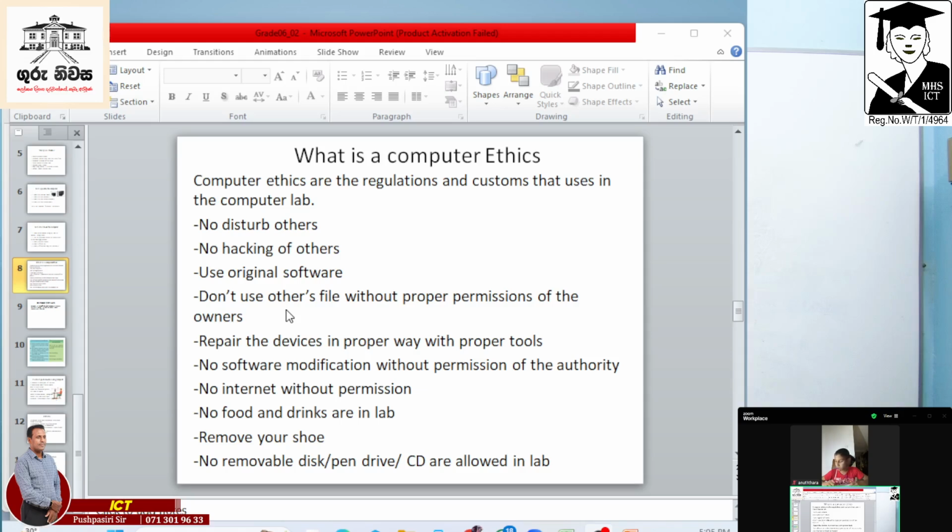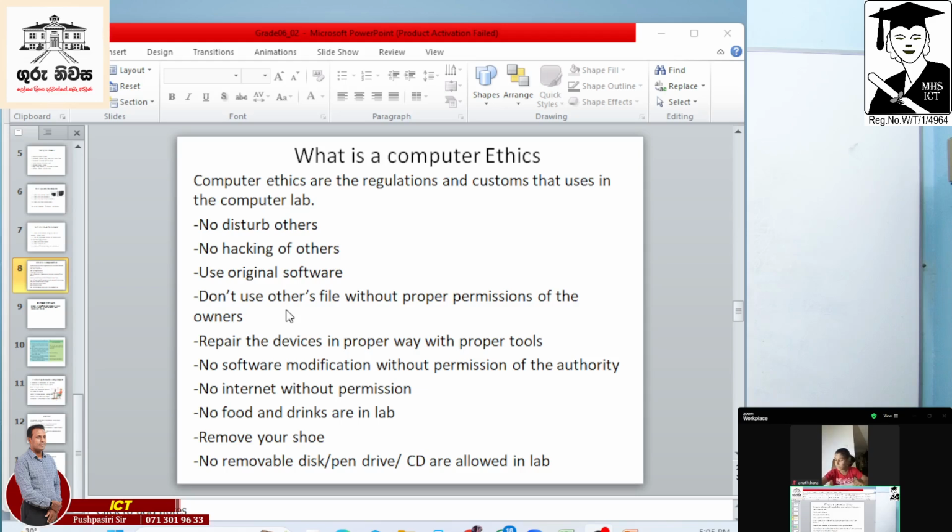And no food or drinks in the lab. So in the computer lab, we are not going to use food. Any food or drinks, we do not bring them. Remove your shoes, so that no dust or sand goes inside the computer lab. Right? Any removable hard disk or CD or pen drive, you should not bring to the computer lab, because there is both-way safety. What are the both-way safety?